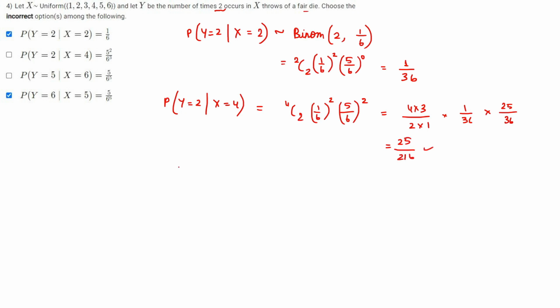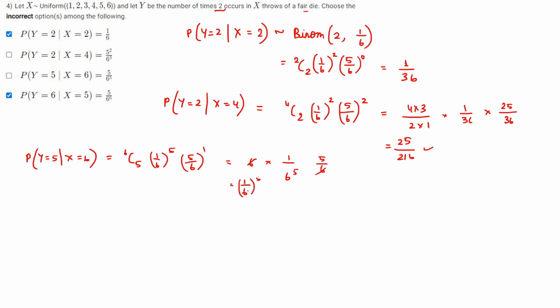Okay, the next one, P of y is equal to 5 given x is equal to 6, and now that is nothing but 6c5 into 1 by 6 to the power of 5 and 5 by 6 to the power of 1. It is nothing but 6 into 1 by 6 to the power 5 into 5 by 6. So 6 is cancelled, so this is nothing but 1 by 6 to the power 5. Okay.